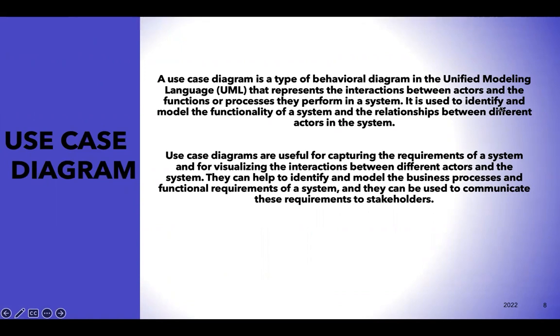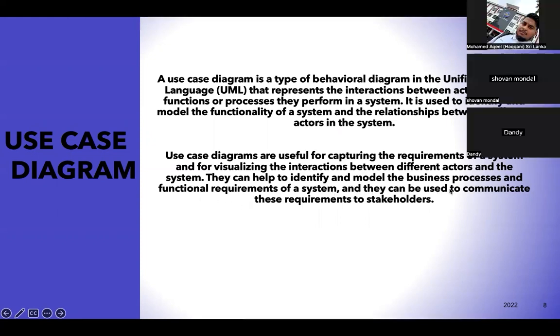It is used to identify and model the functionality of a system and the relationships between different actors in the system. Use case diagrams are useful for capturing the requirements of a system and for visualizing the interactions between different actors and the system. They can help to identify and model the business processes and functional requirements of a system, and they can be used to communicate these requirements to stakeholders.